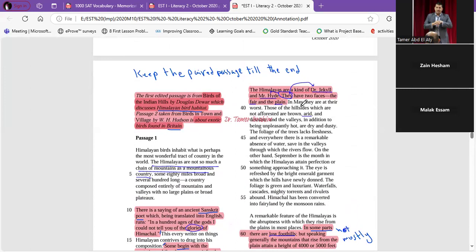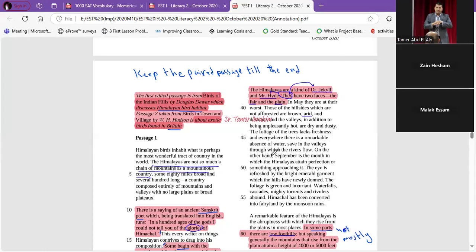Those of the hillside, which are not forested, are brown, arid, and desolate, and the valleys, in addition to being unpleasantly hot, are dry and dusty. The foliage of the trees lacks freshness, and everywhere there is a remarkable absence of water. Then the part that he said that they are plain. What about fair? Let's continue.